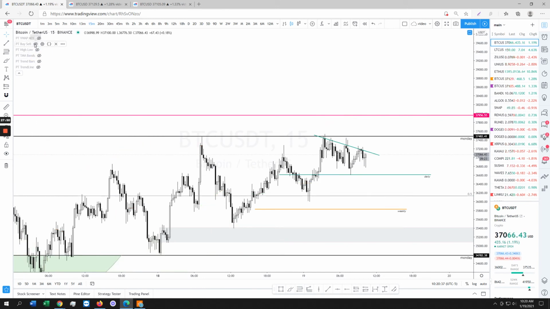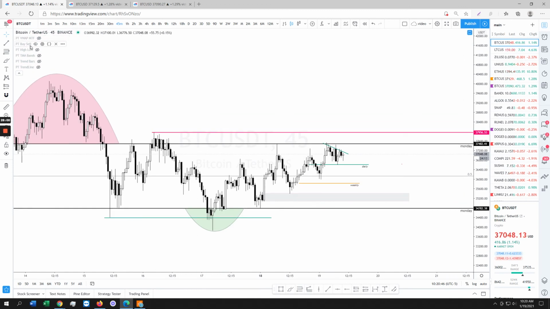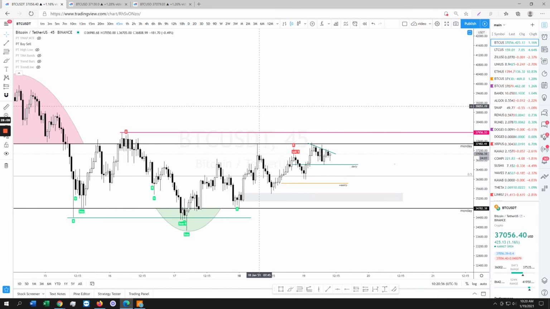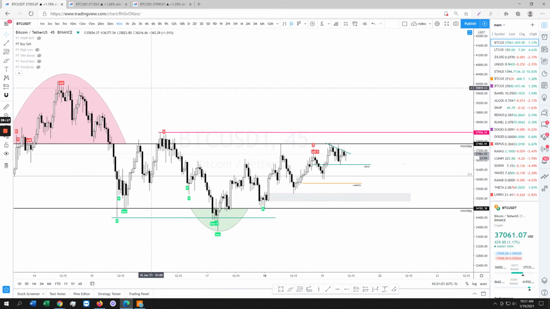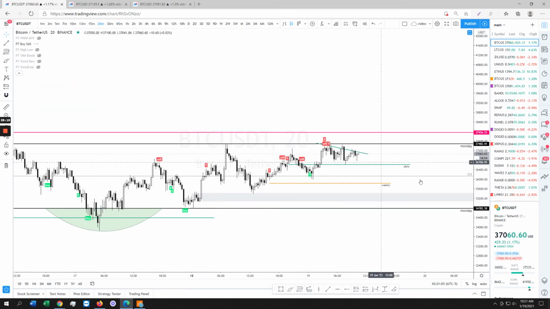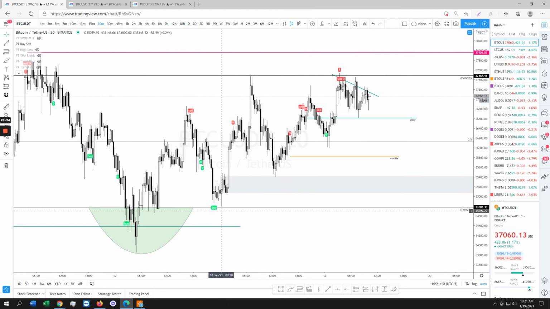What else? Sell signals and buy signals. I want to see the 45-minute. Why doesn't this thing work? There we go. Yeah, we don't have anything here. Usually the 45-minute when you get into a range is very accurate. So is the 20-minute. We got a short signal up there, short over here, sell over here, buy over here, buy over here.